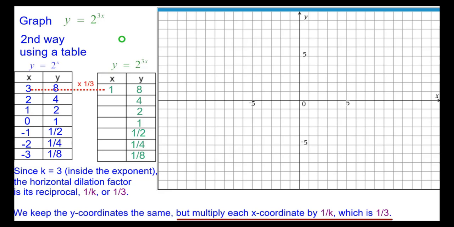So 3 times a third is 1, so plot 1, 8. 2 times a third is 2/3, so 2/3, 4. 1 times a third is a third, 2. So go ahead and finish the table and plot those points. Press pause and resume when you're ready.